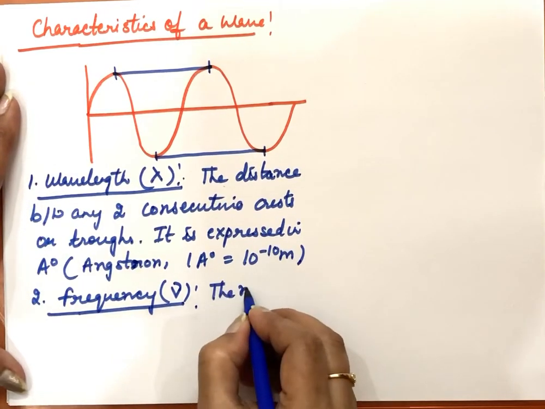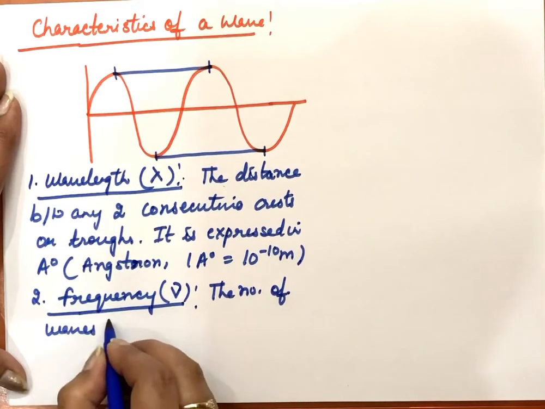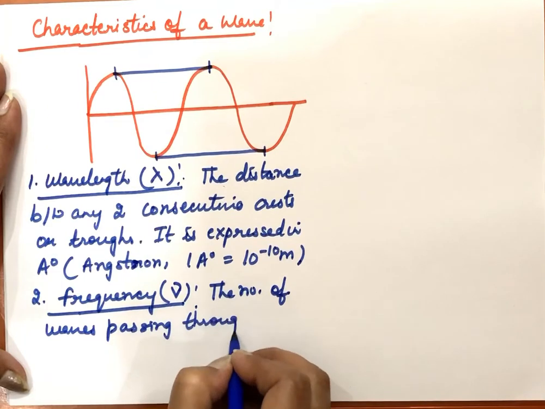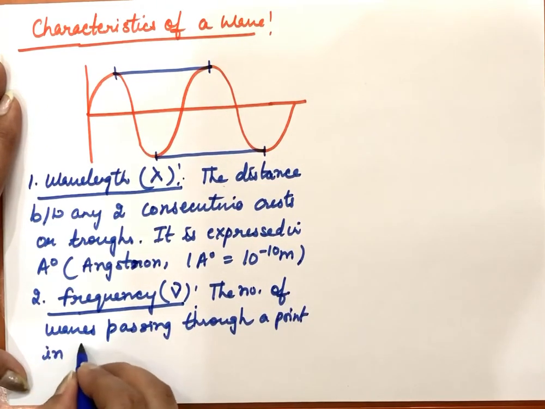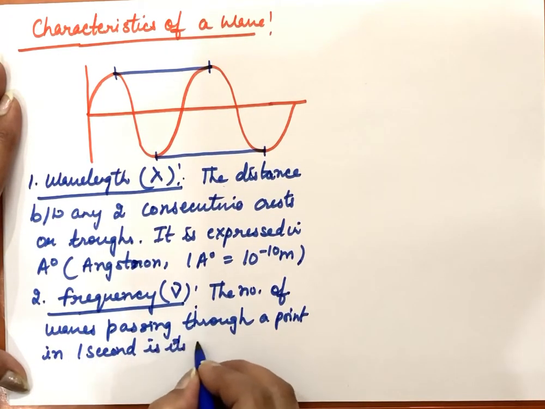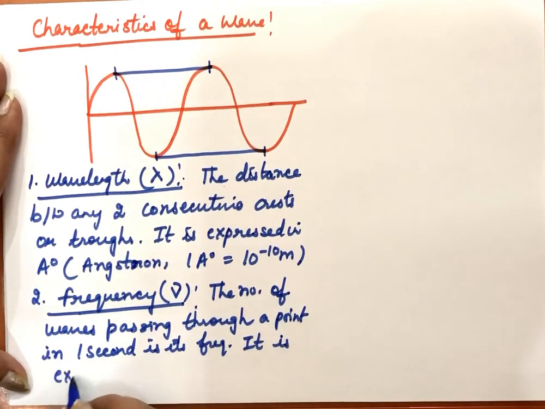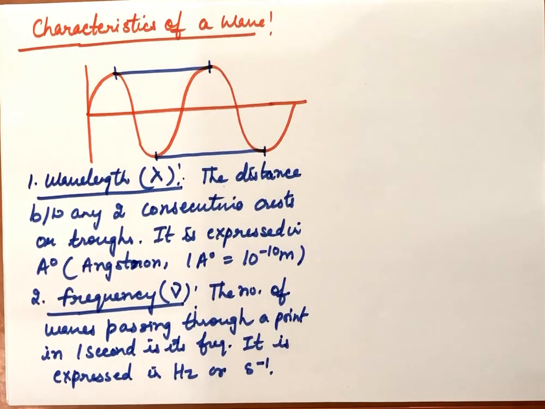This is the number of waves which are passing through a given point. Number of waves passing through a point, but in how much time? In 1 second. In 1 second through one point, how many waves can pass? That is called its frequency. And this frequency is expressed in units of hertz, or we can say per second. We can use per second or we can use hertz to express frequency.